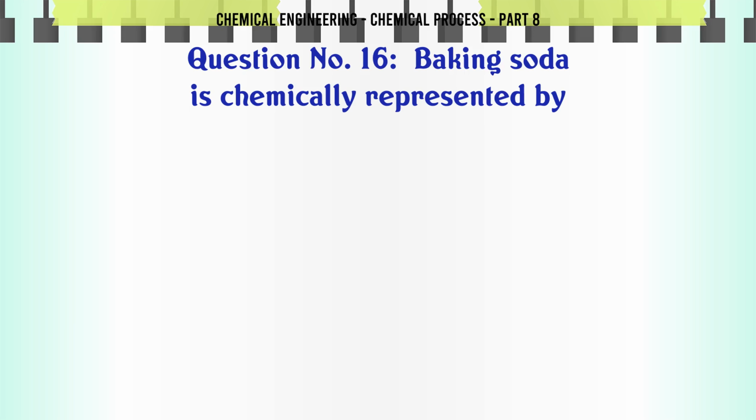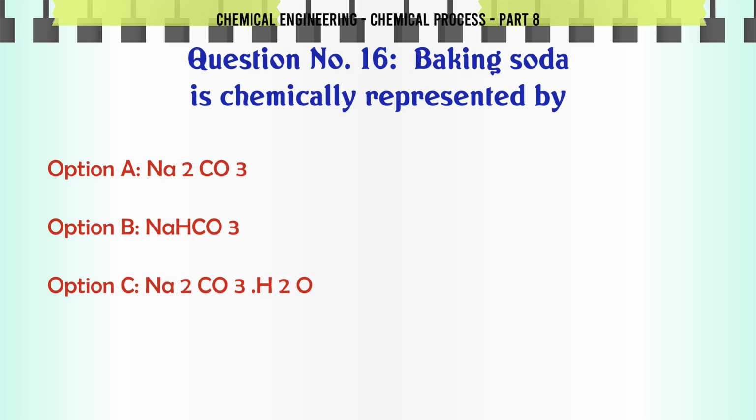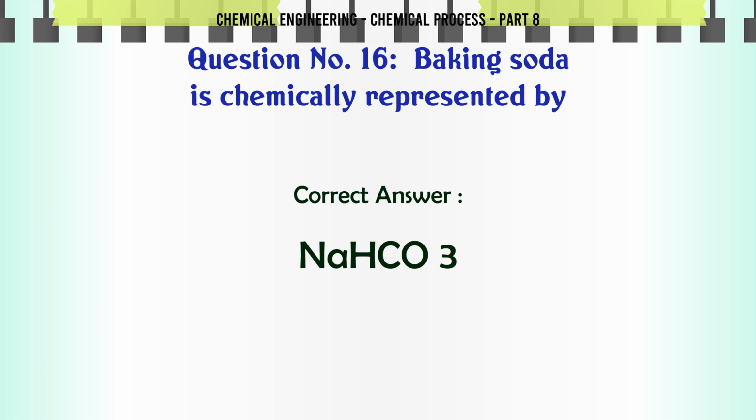Baking soda is chemically represented by A. Na2CO3, B. NaHCO3, C. Na2CO3.H2O, D. Na2CO3.10H2O. The correct answer is NaHCO3.